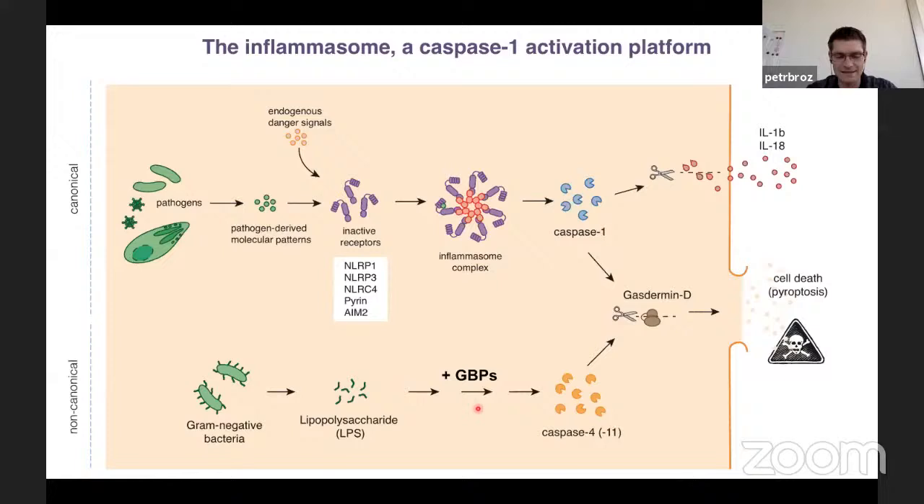And for the second question, on the GBPs, how were the GBPs identified? Basically, it was known that interferon-induced genes seem to be necessary to get this pathway going. At least in my lab, together with a collaborator, we performed an siRNA screen where we knocked down every interferon-induced gene to identify which ISGs were actually required for the pathway to work. So this was a screening approach.